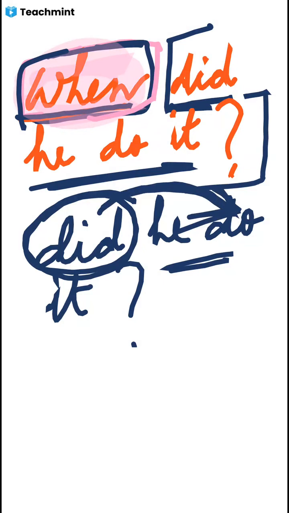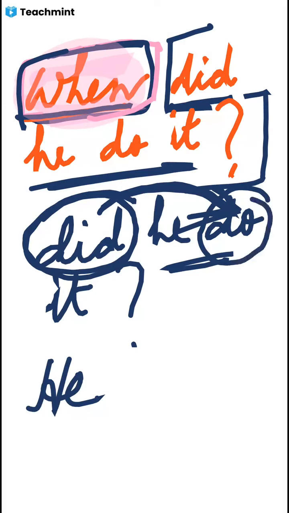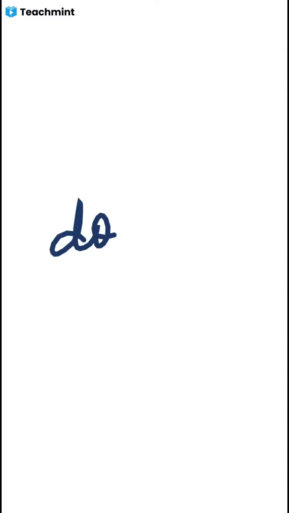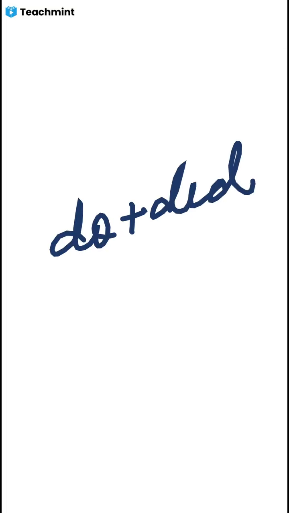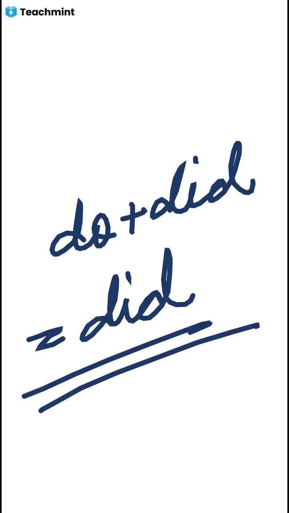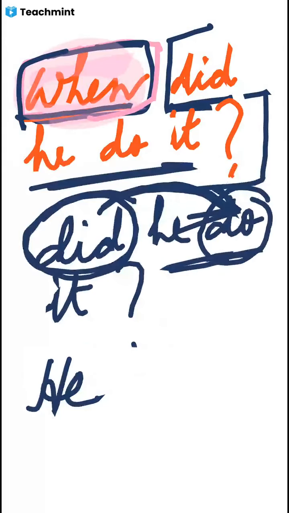Let us take did to its home. If we take it to its home, this do will become what? Do, did, done. Do plus did equals did. So therefore, did he do it will become he did it.